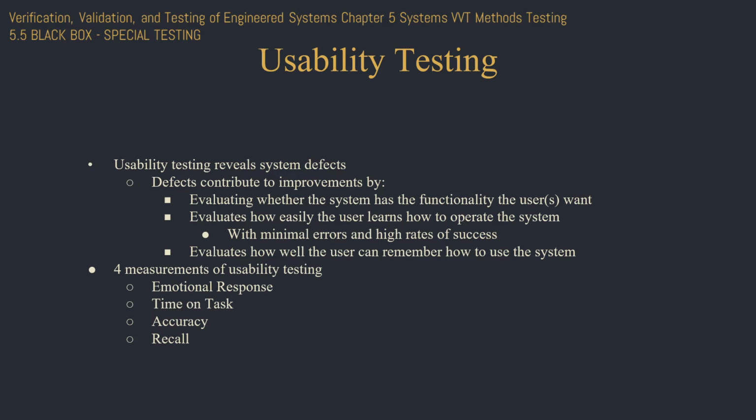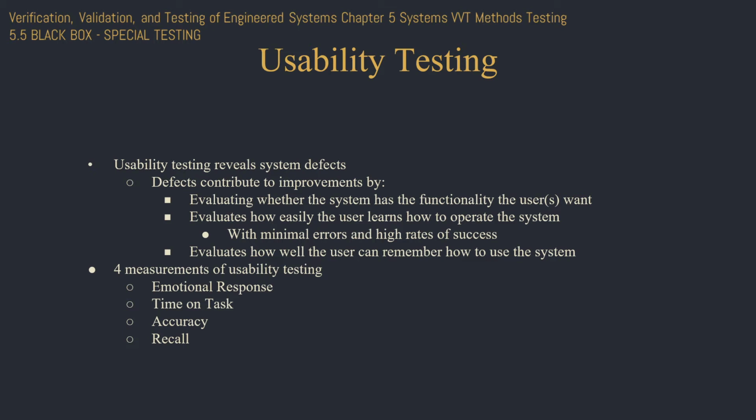The measurements of usability testing are emotional response, time on task, accuracy, and recall. Emotional response is how happy the user is. Like, hey, you know what? I'm understanding this. This is good. I can work with this. Or if you're constantly like, I don't understand this. I can't fix this issue. There's always something new. I don't want it anymore. That's bad for the product.